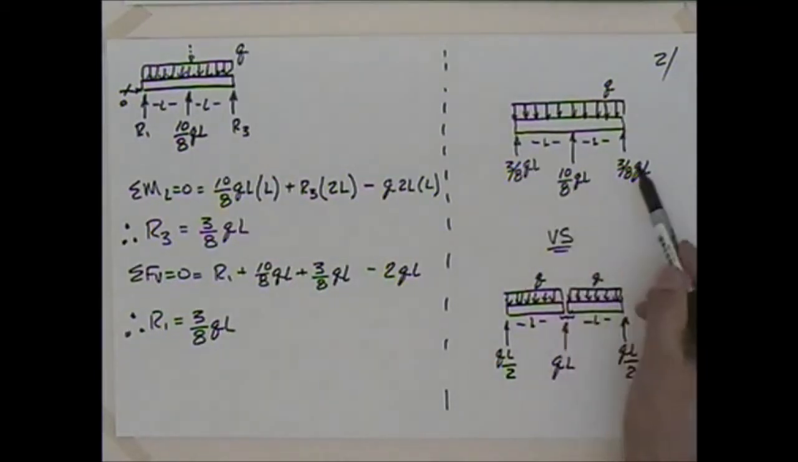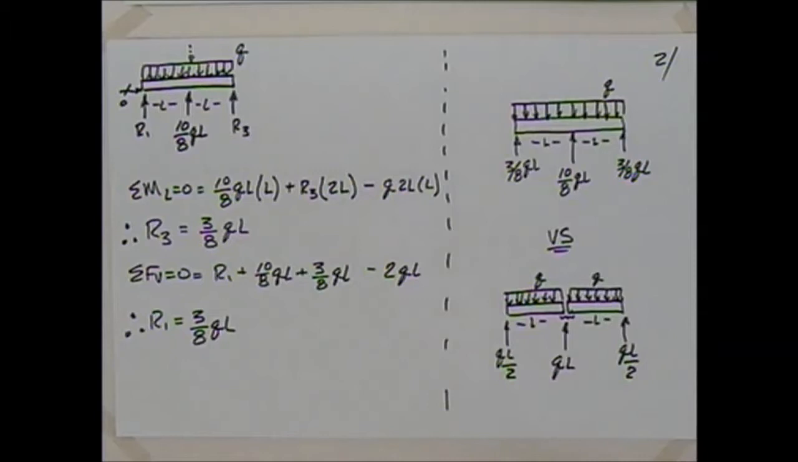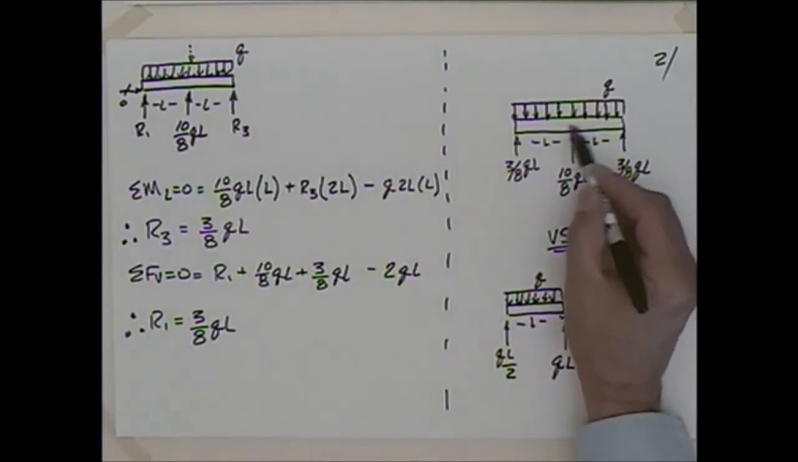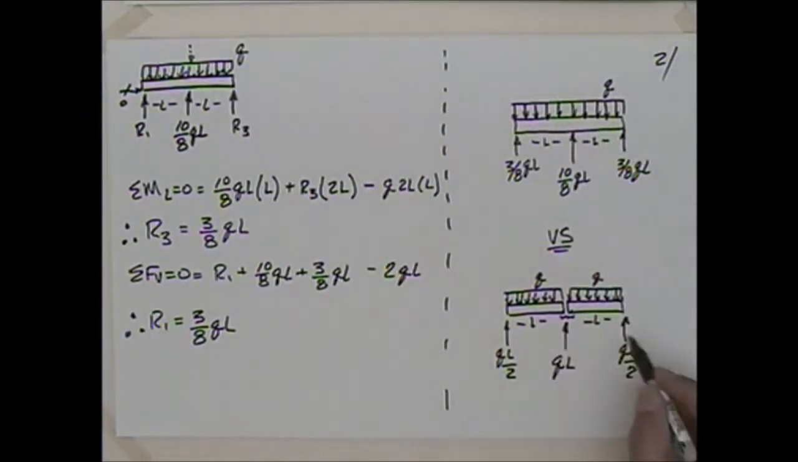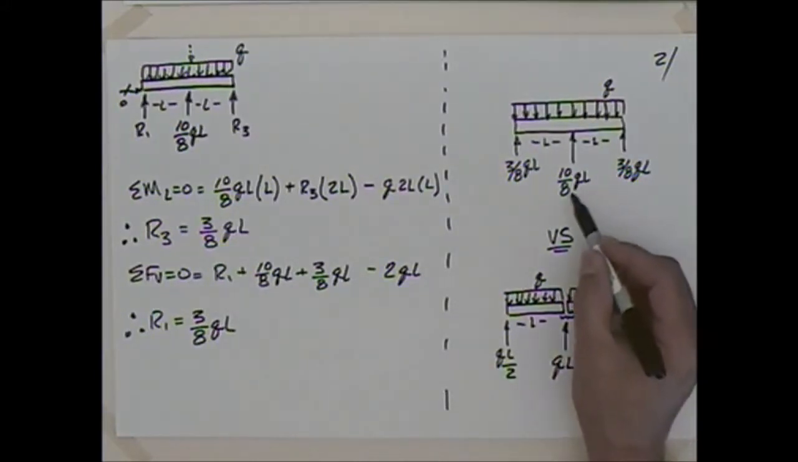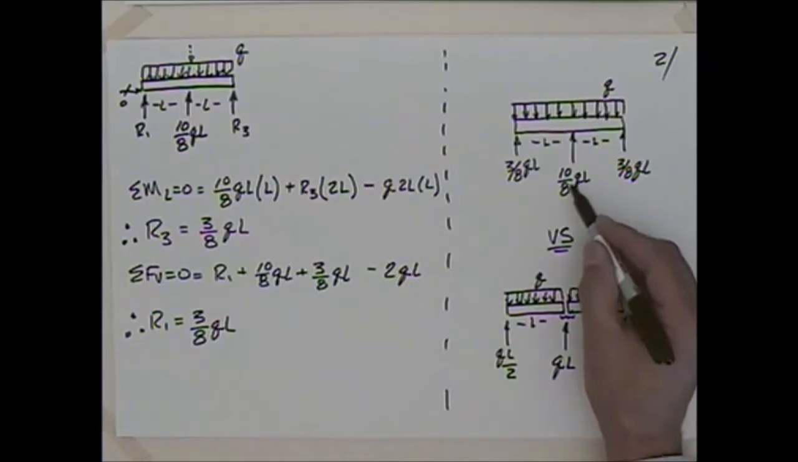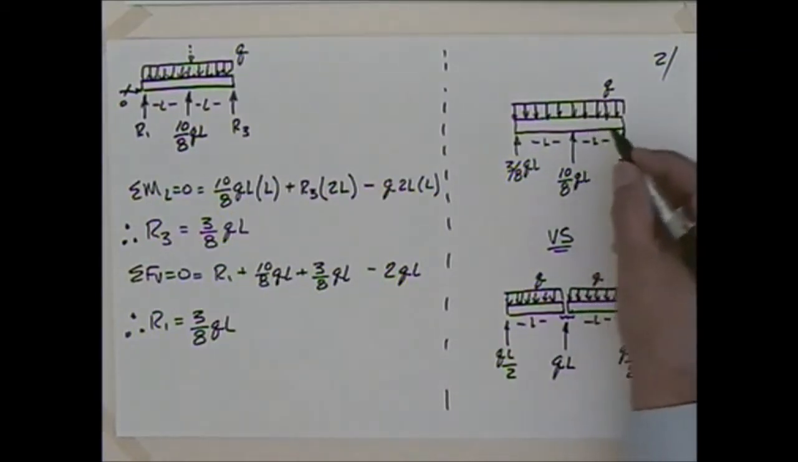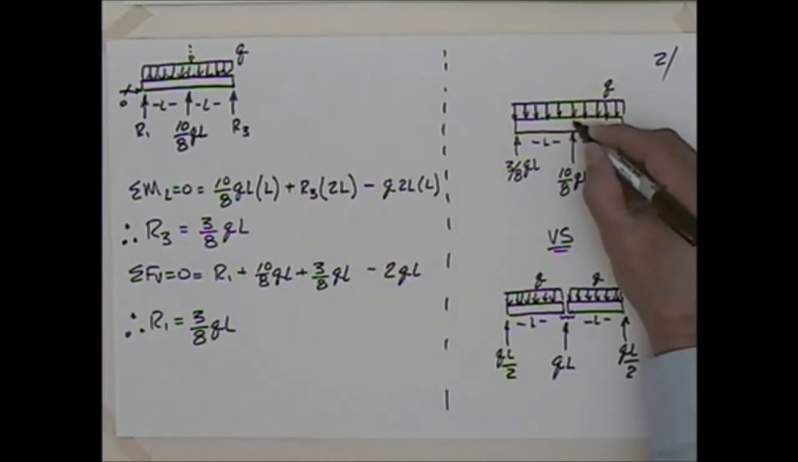The end reactions are less and the middle reaction is more. That's why sometimes when we're going in and doing a remodel or something, if we have a continuous beam, we can take advantage of that, or sometimes we don't want that. Maybe we don't have the footing size to support this, and we would like to reduce this a little bit, going from 10/8 down to just 1. And we'll talk about actually cutting through that.